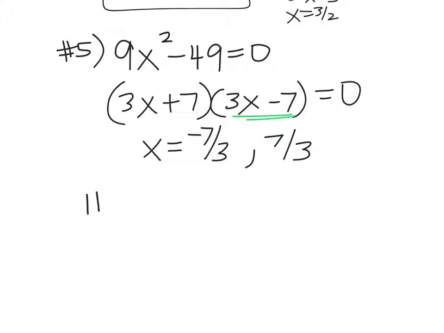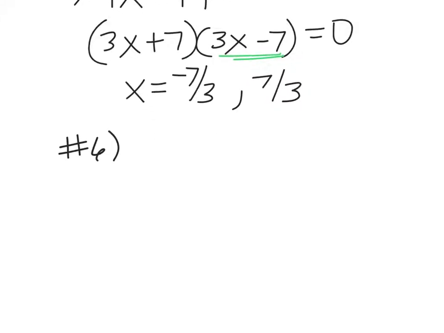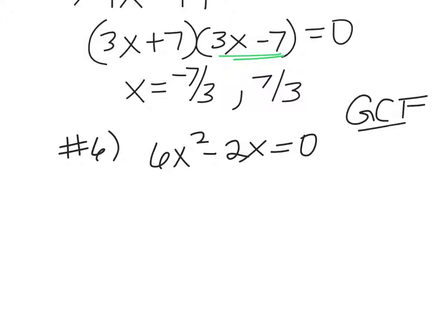Number 6. Let's say that we have now 6x squared minus 2x equals 0. Here's a GCF problem. Okay? So this isn't a normal factoring like we have, 3 things we get to factor out. We're going to factor out the greatest common factor because that also is something that we need to do. And so the greatest common factor between these 2 terms is what? 2x. Perfect. So we're going to take 2x out of both. And so you end up with 3x minus 1.